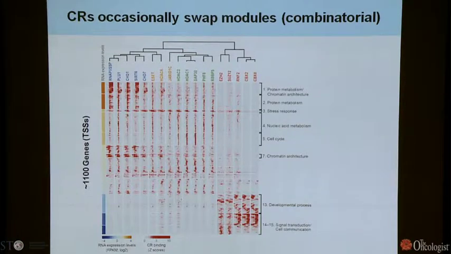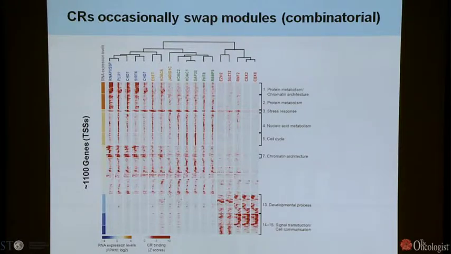We clustered these promoters and their genes according to the patterns of chromatin regulator binding. And two things really jumped out at us. The first thing is that generally the binding corresponds to the modules I showed you in the last picture. But there's also occasional swapping of modules, suggesting that not only is there a modular organization, but there's also a combinatorial association. And this looks a lot like transcription factors. The second thing is that there's specificity in the gene targets.